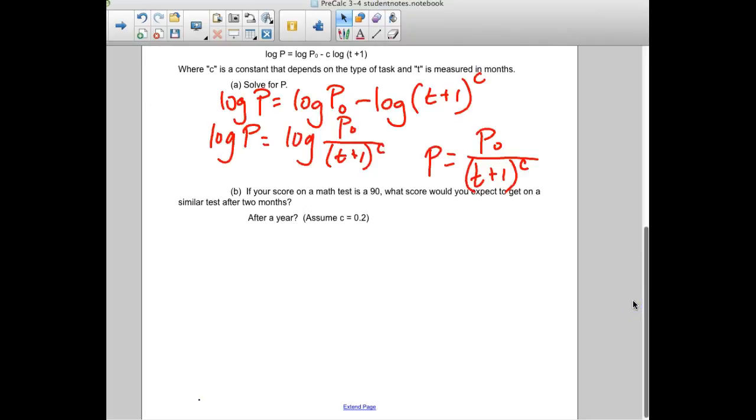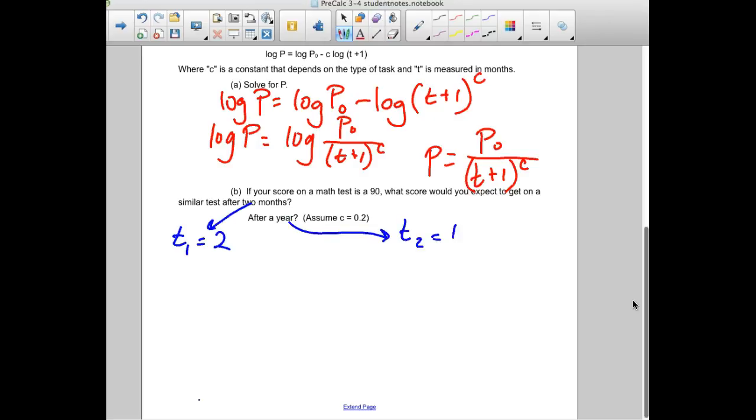So for this example, it is a test situation. It says we scored a 90% on a math test. What would our score be after 2 months and after 1 year? It says assume that your C value is 0.2. So after 2 months, our T value is 2. After a year, our T value is 12, since we're talking months. What was our initial value? 90 is P sub 0, our initial score.